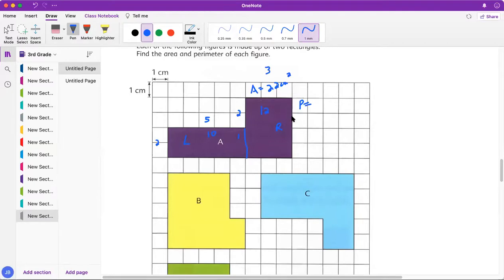All right. So now when we do the perimeter, we add up all the sides. We have two, then we have one. Three, one, two, three, and four on this side. Then we have one, two, three, four, five, six, seven, eight. So our perimeter, we have to add up all the sides. So I get 10, 15, 17, 24 centimeters when I add up all the sides.